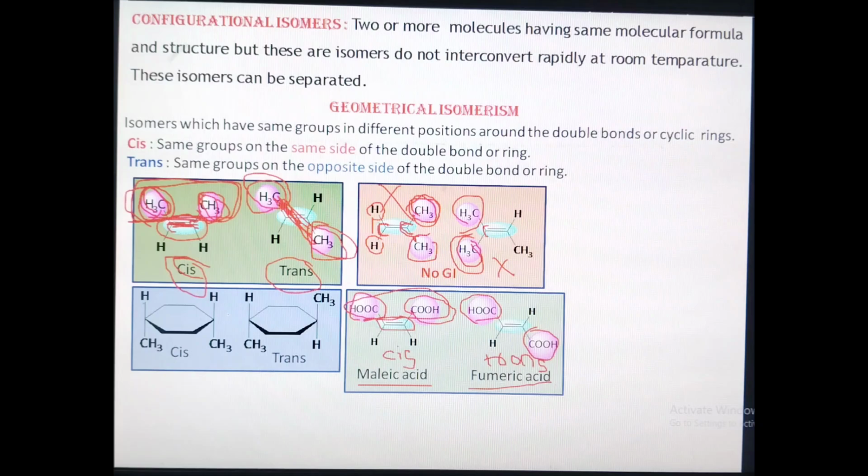And geometrical isomerism can be observed in rings also. This is a ring, the CH3 groups are on the same side of the ring, then this is cis. When the same groups are on the opposite side, then these are trans. Let's see the model.